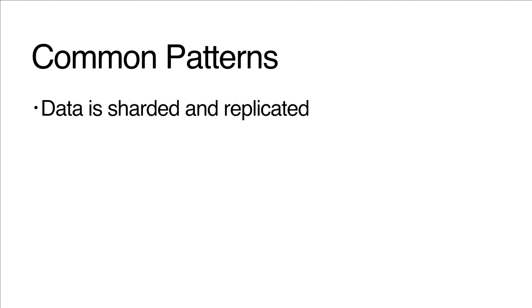And for all these services we are building, they share some common patterns. The first thing is data is sharded and replicated. The data is just too big to fit into one host, so we have to shard it. And to achieve high availability and scalability, we need to replicate data. So typically in our system, each shard has 3 replicas.